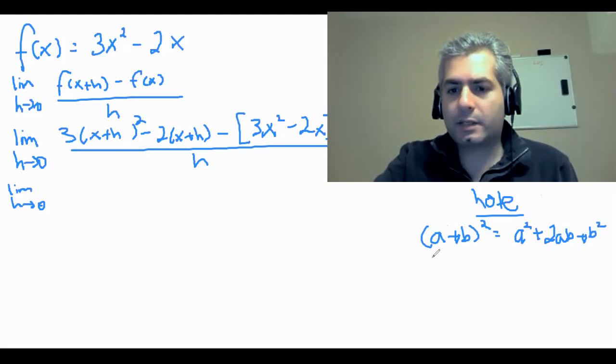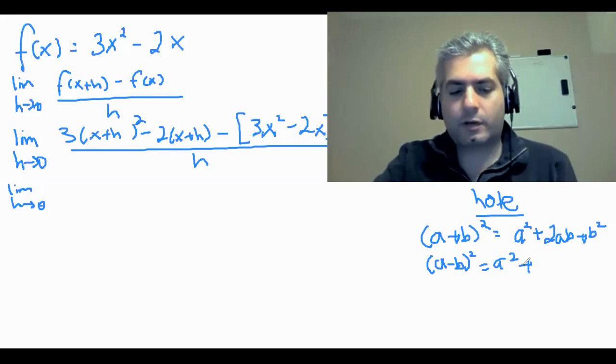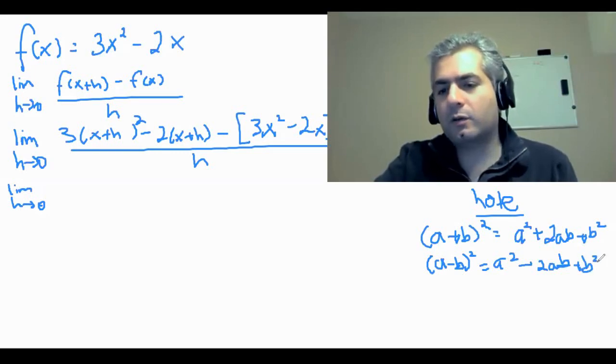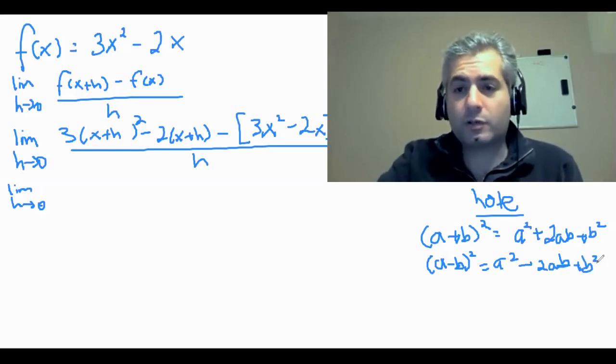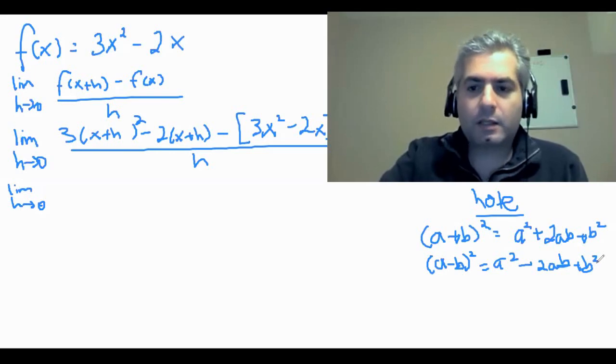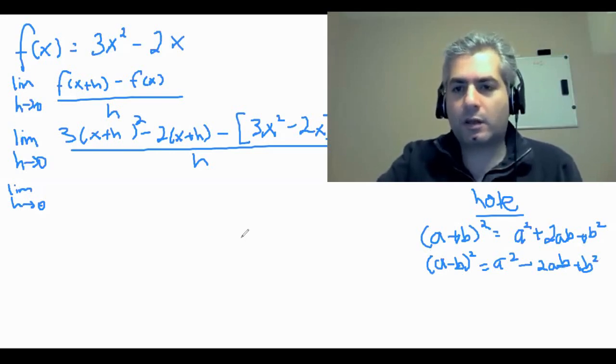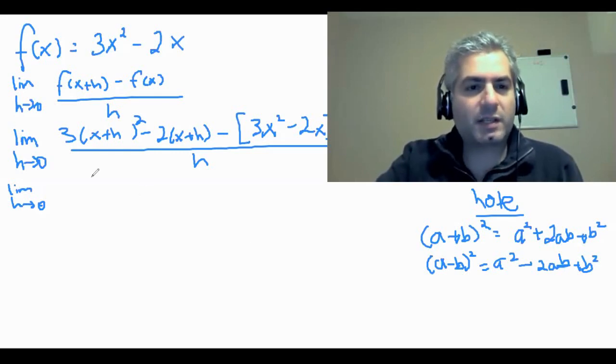Same thing applies if you have a difference. So if it's (a minus b) squared, this generates a squared plus, minus 2ab plus b squared. So those, you should memorize those by now. It's always good to remember those as you go, but this is just a quick refresher on the expanding and simplification of binomial squares.